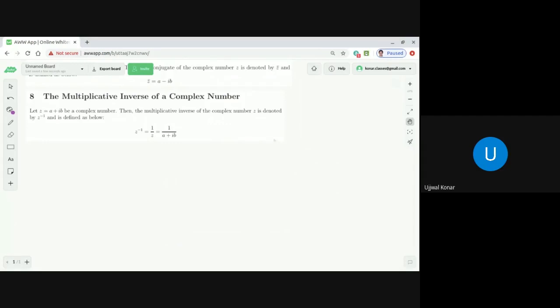And dear students, if you recall, how can we find 1 by A plus iB? It is quite simple. We discussed yesterday that we can multiply both numerator and denominator by the conjugate of this complex number A plus iB, which is A minus iB. I'm just going to place it in front of you, and I hope you will be able to understand on your own. If any doubt, please let me know.